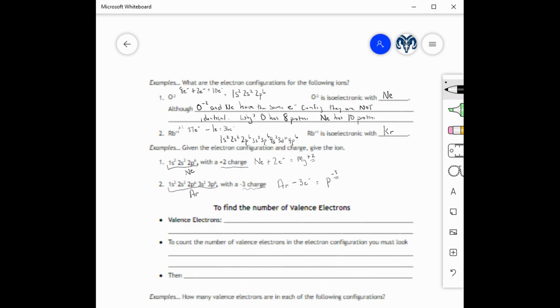So remember, -3 here and a -3 charge, that's where I'm getting this -3 for phosphorus. I have argon listed. That's my electron configuration, but it has a -3 charge. So the element that I'm looking for is P -3. That's a little confusing, but spend some time and see if you can figure that out. If not, let me know.